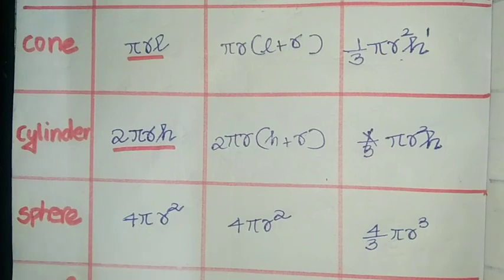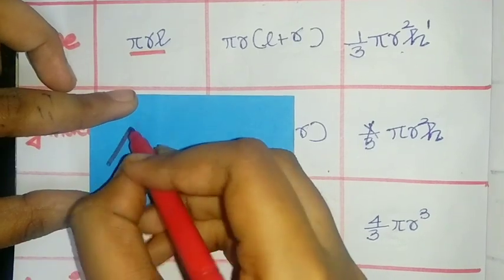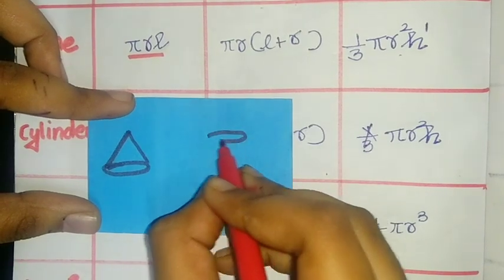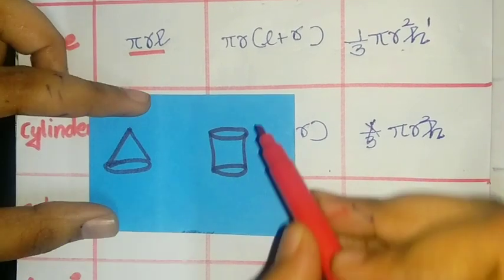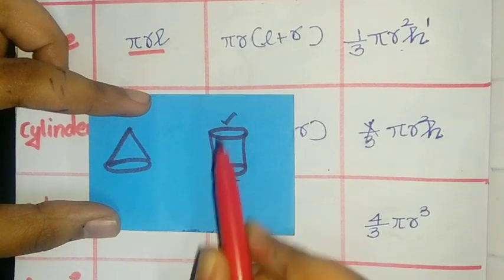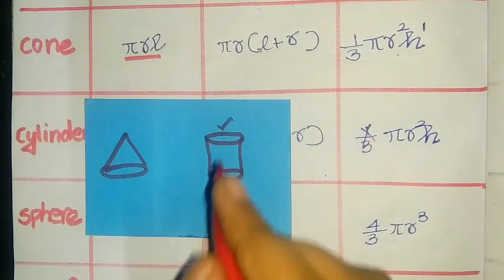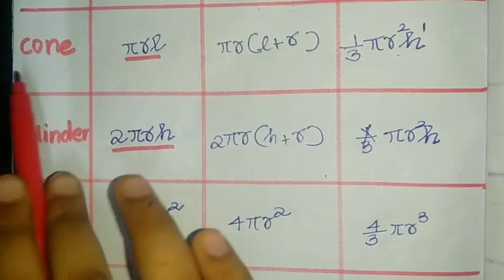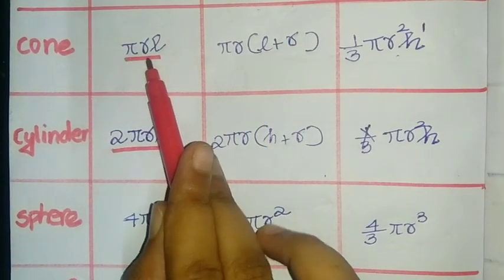Why it is different, I'll tell you. Consider the example of the cone. This is how a cone looks like, and if we discuss a cylinder, it looks like this. If you see, in a cylinder you have both the top and bottom part. So simply we can say it has two parts in it. So I'm writing 2 in cylinder. In a cone, only one bottom part is there, so it is pi RL.